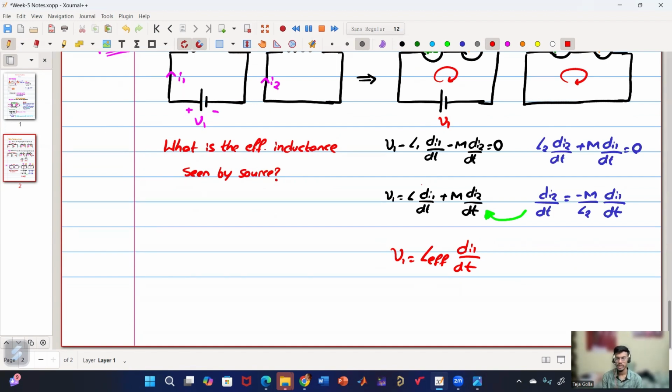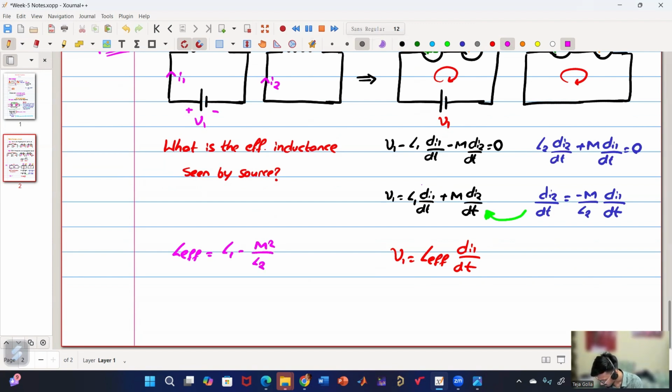So you substitute di2 by dt and then convert it into this form. So what will be my L effective in terms of L1, L2 and M? So this will be L1. L1 L2 minus M square divided by L2, or L1 minus M square by L2. So we will be getting L effective equal to L1 minus M square by L2.